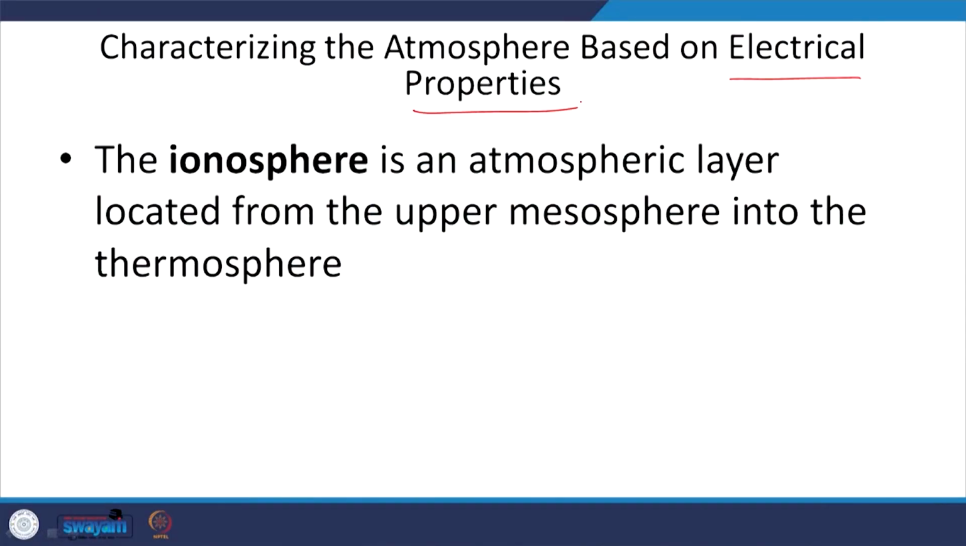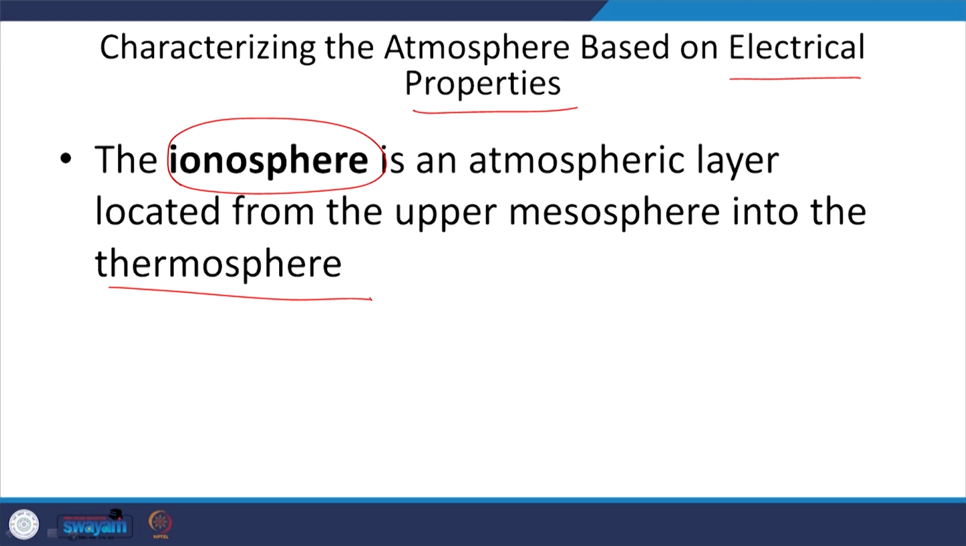Now, in today's class, we will try to see how we can discuss the electrical properties in the picture. Based on the electrical properties, we define what is called the ionosphere. Ionosphere is an important layer, an atmospheric layer located from the upper mesosphere all the way into thermosphere. By definition, it is the region of the atmosphere where we have electrons and ions present in large numbers, so that they can influence the radio wave communication.